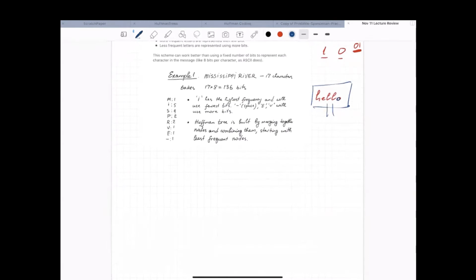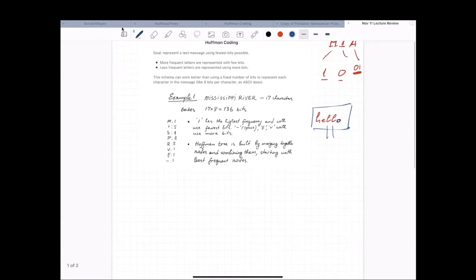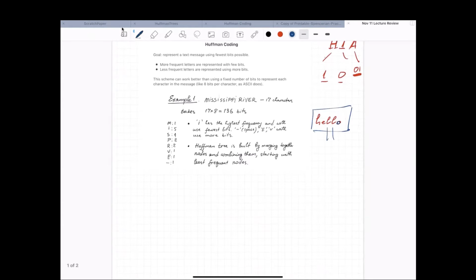So let me see what I have here. Should we do the Mississippi River? It's kind of a lengthy example, but we'll do it. I think we'll be done in 10 minutes. Okay, so here's what's happening. If I used ASCII to represent Mississippi River, it would take me 136 bits to represent the entire message. Now let's come up with another scheme called Huffman encoding that will use fewer bits to represent the same message.